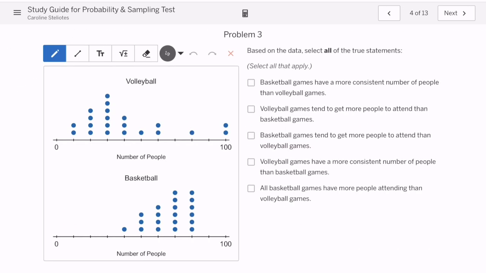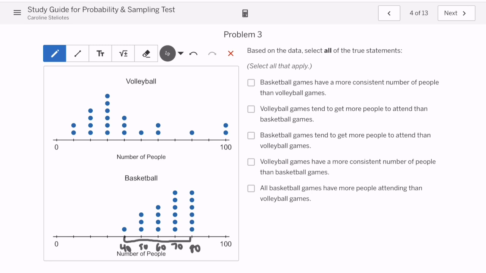So problem 3, based on the data, select all of the true statements, select all that apply. Basketball games have a more consistent number of people than volleyball games. Okay, so if we're thinking about consistent, we're thinking about variability. So we can think about the range or the interquartile range. Here in basketball, this is 80 people. This is 1, 2, 3, 4, this is 40 people because we're counting by tens: 50, 60, 70, 80. Okay, so all the numbers of people are in that range between 40 and 80.